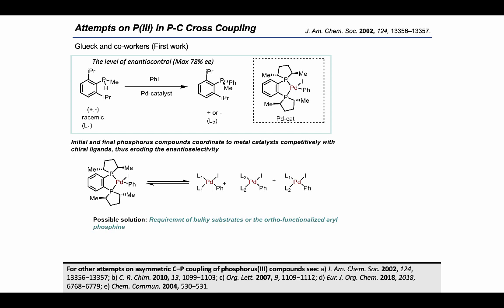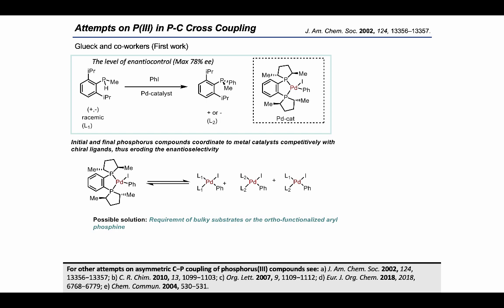The reason for this stereoselectivity issue associated with this method is that the initial and the final phosphorus compounds compete against the chiral ligand to coordinate with the active catalyst, which erodes the enantiomer selectivity. To overcome this, a bulky substrate or more functionalized phosphine coupling partners are usually required, restricting the generality of this method.